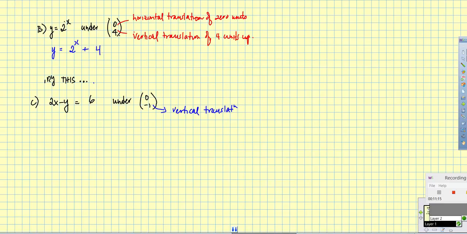Okay, now things get a teeny bit more complicated, as we see that y is not really isolated for. So for example, we've got 2x minus y equals 6.